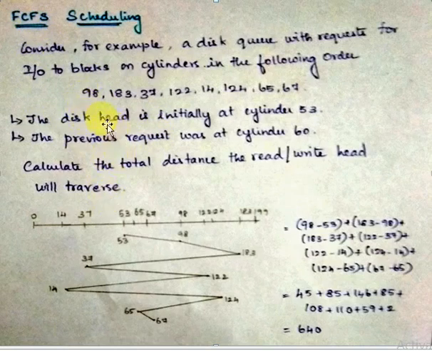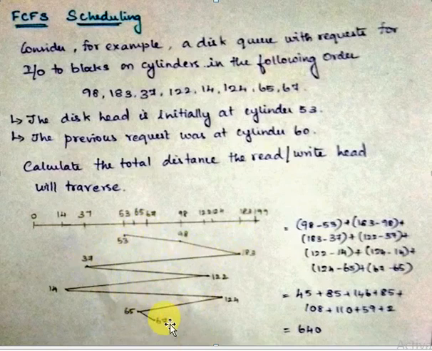So we go first to 98. Moving from 53 to 98, then from 98 to 183, then from 183 to 37, from 37 to 122, from 122 to 14, from 14 to 124, from 124 to 65, and 65 to 67. This is how the actuator arm moves across the sectors.